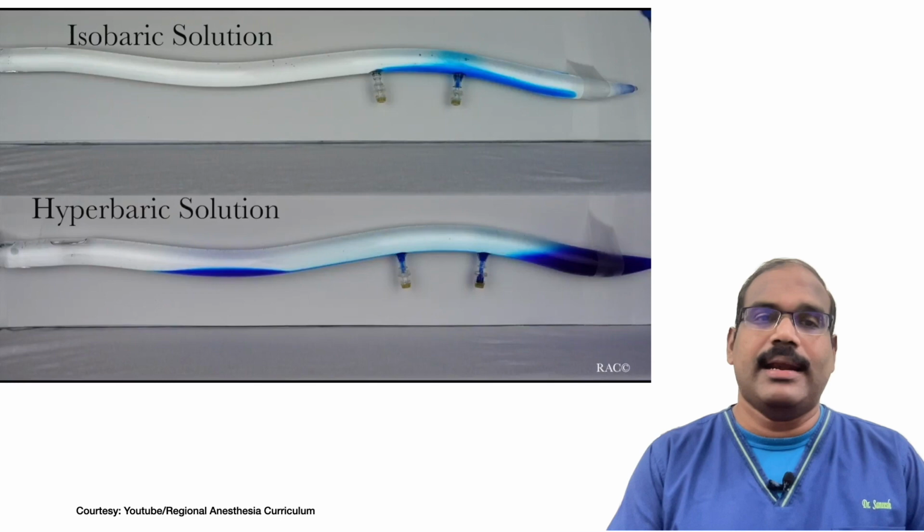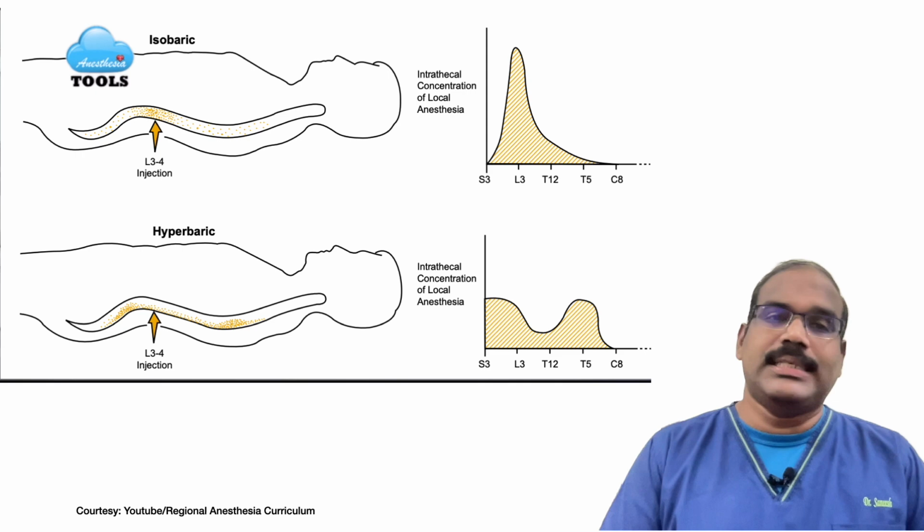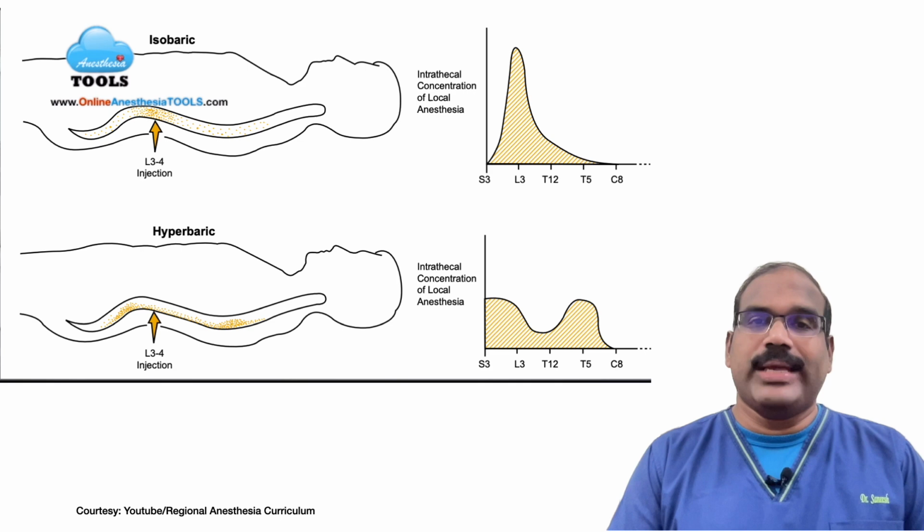When a hyperbaric local anesthetic injected in the L3-4 interspace can generally spread up to the T6 level, the uptake of local anesthetic is restricted to intradural tissues at and caudad to the T6 level.